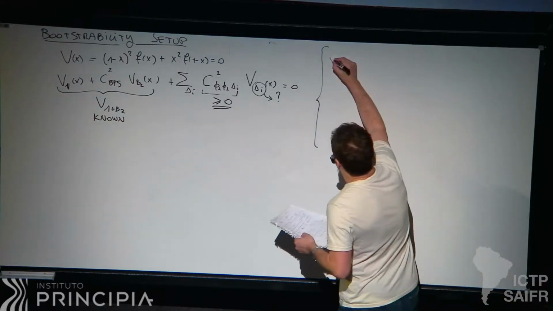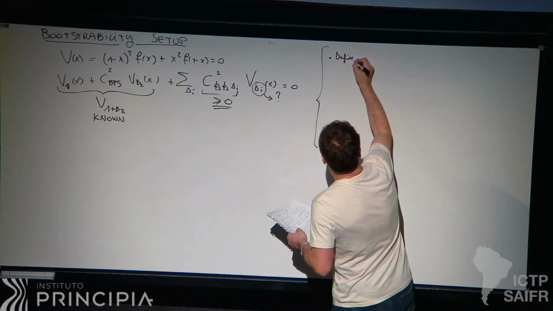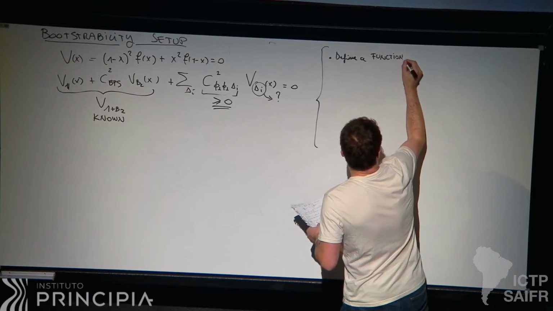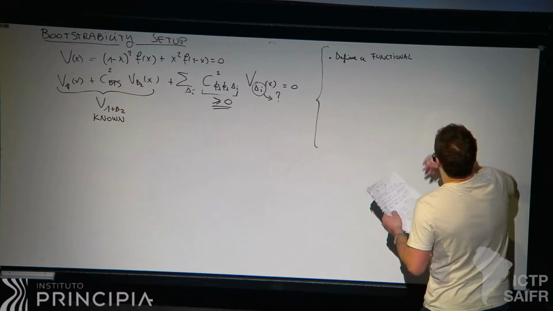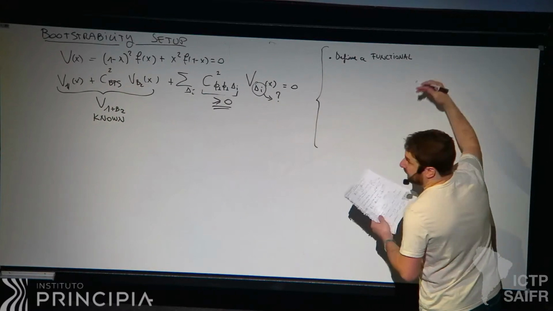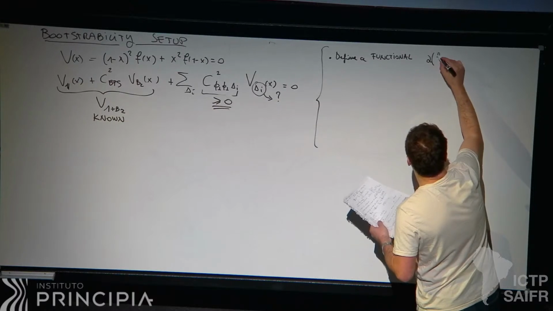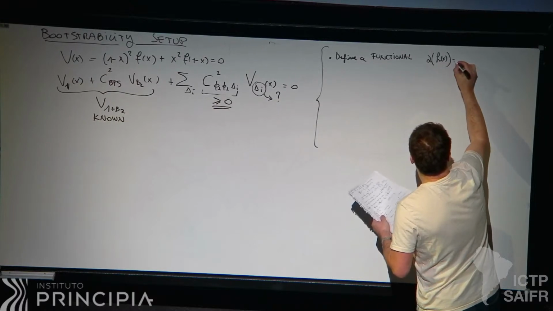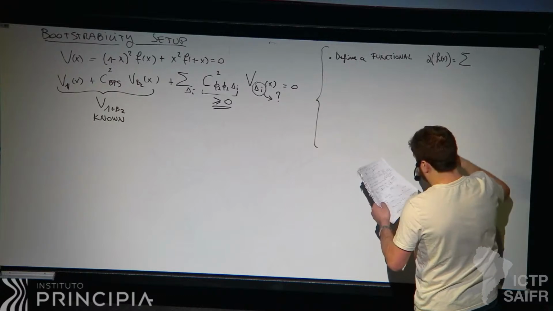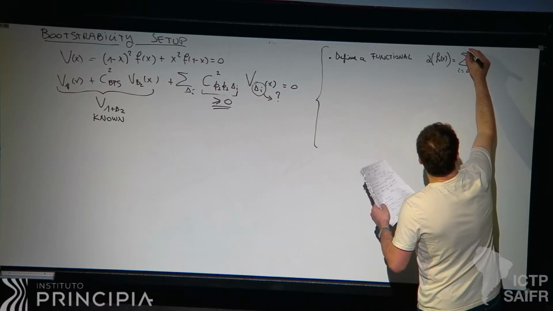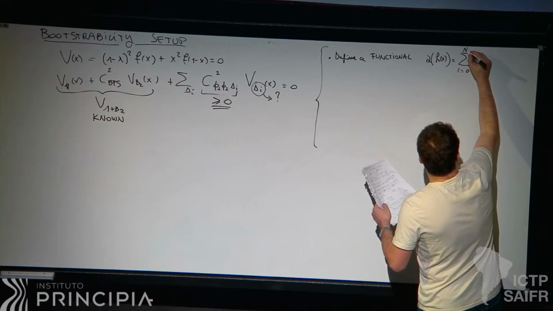So we define a linear functional, and in general we can say that it is a set of derivatives. Let's call the functional alpha, acting on some function h of x, and it is equal to a sum over L from 0 to some cutoff. Let me call it n there.